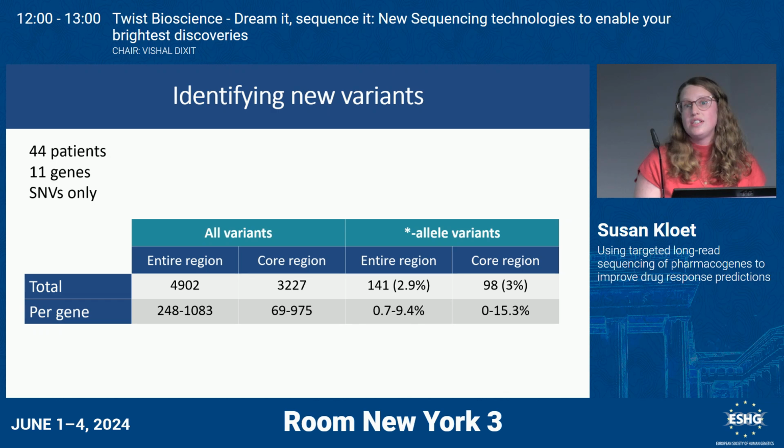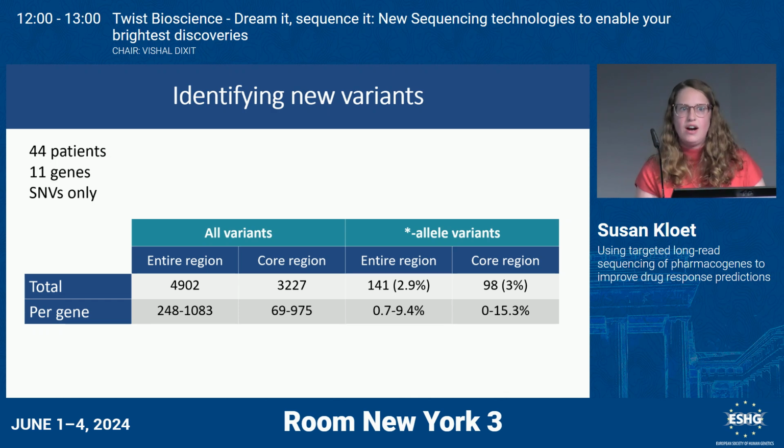So what we found across our panel so far is nearly 4,900 variants in these 11 genes. Coming from the core region, so just the exons and introns, we see 3,200 variants. Per gene, we're finding several hundred variants across these 44 samples. So there's really a lot of unappreciated variation going on in the population. If we look at what's currently used in clinical practice, that's on the right, the star alleles, where variants are turned into an allele that's then used in the clinic, we find that only 3% of the variants that we found are actually currently used in clinical practice.